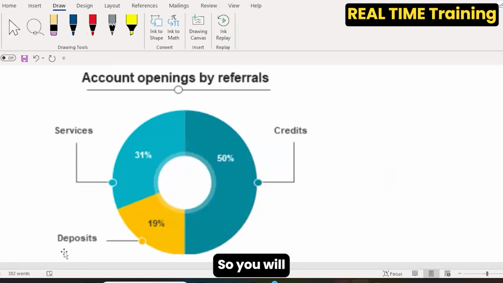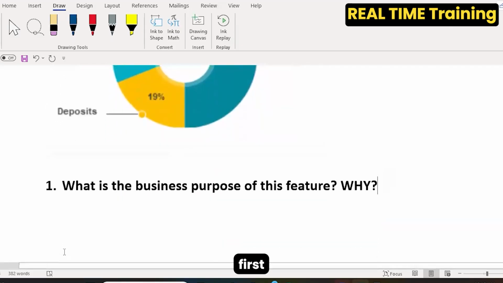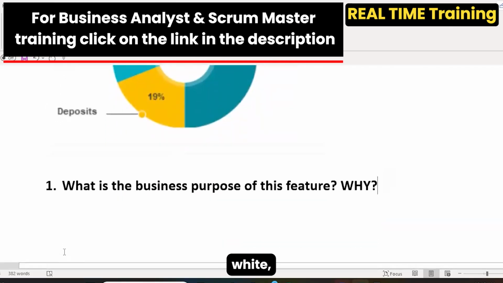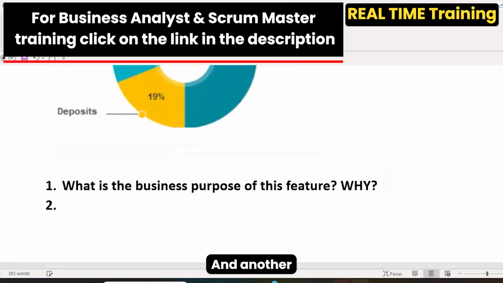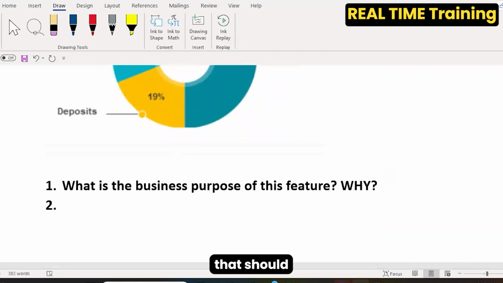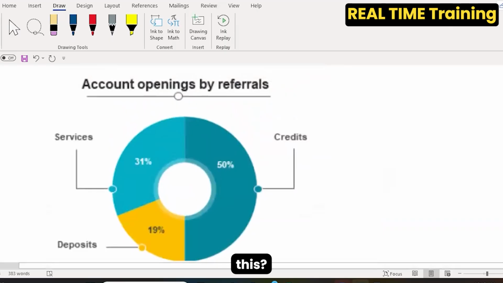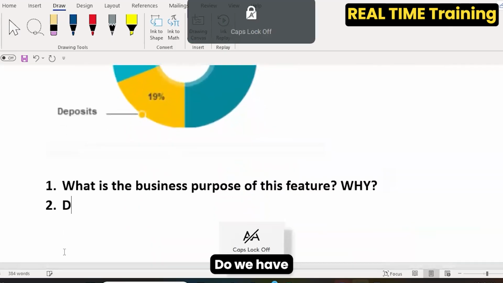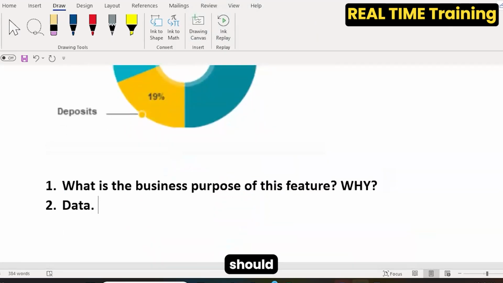So you will really have a firm grip on the meeting. You're driving that meeting if you understand the why and you have the domain knowledge on the one particular module that you're trying to enhance. That's why the very first question must be why. Another set of questions should be about the data. Do we have it? We don't have it. Where should we get it, etc.